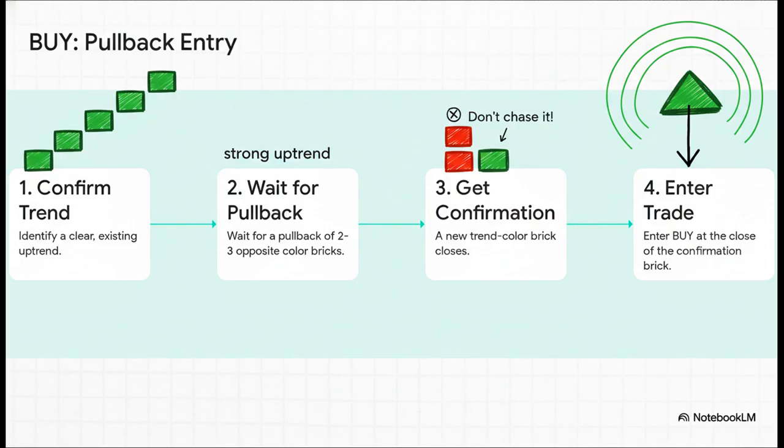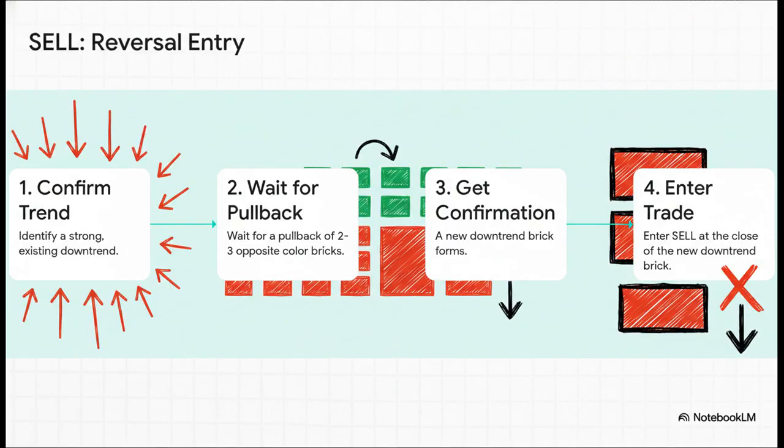You do not chase the price up. Instead, you wait patiently for a little dip, a small pullback. Usually it's just 2 or 3 red bricks against the trend. Your entry signal is the very first new green brick that forms and closes. That's your confirmation that the uptrend is back on. You enter right there.